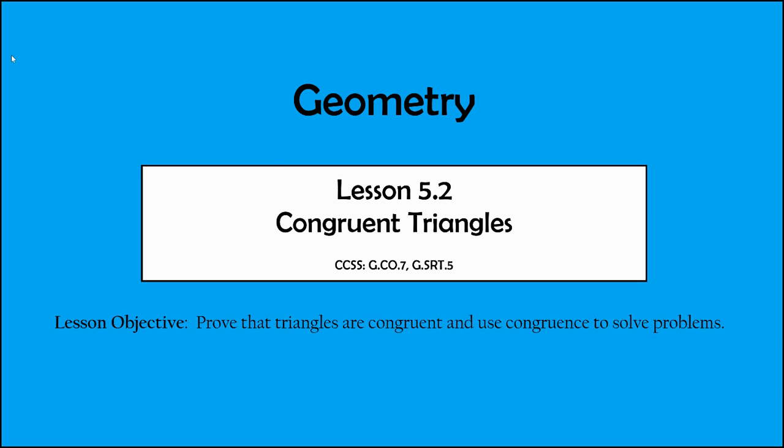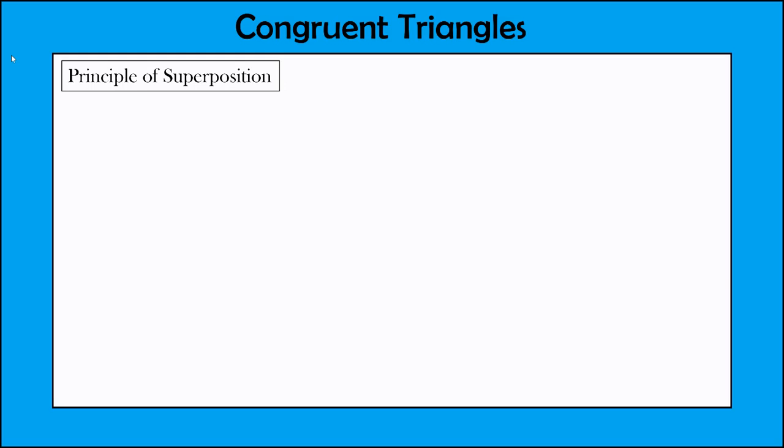All right, so today we're going to begin lesson 5.2 on congruent triangles. We are going to start to look at exactly what it means when we say two shapes are congruent, talking about corresponding sides, corresponding angles, and also look at how our rigid transformations factor into the concept of triangles and shapes in general being congruent.